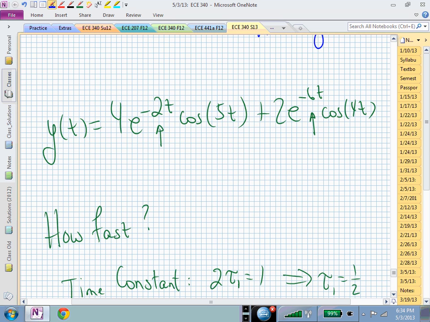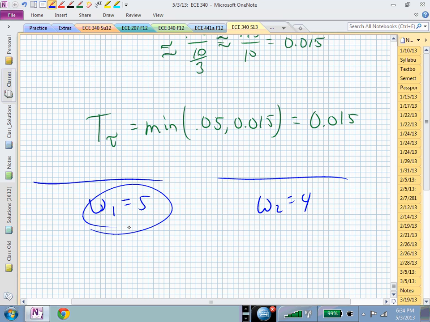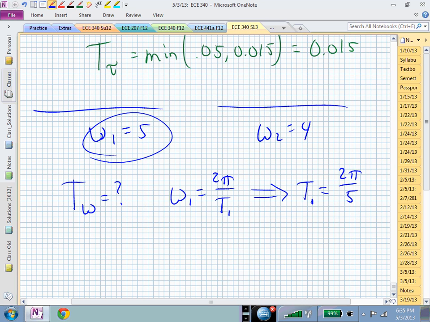these oscillating pieces. And I really can just pick the quickest one. I have omega 1 is equal to 5, omega 2 is equal to 4. I could just concentrate on that one, couldn't I? So now the tau due to omega: omega 1 is 2 pi over T1, so that T1 is now 2 pi over 5.